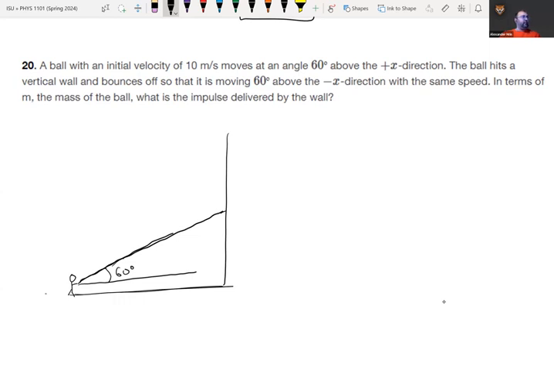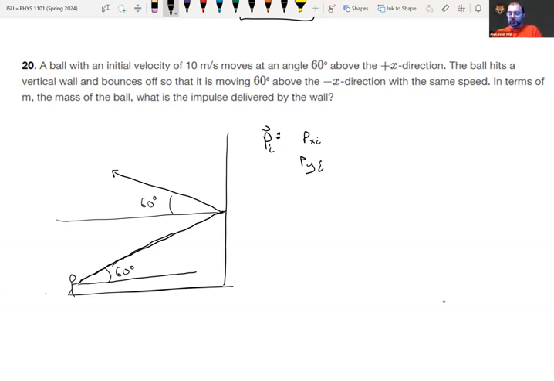Okay. And then when it bounces, it says it's now 60 degrees above the negative x direction. Okay. So one of the things we can do here is we need to appreciate that momentum is a vector. So it will have an x component and a y component. So let's do that. Okay. So I'll do the initial first of all.